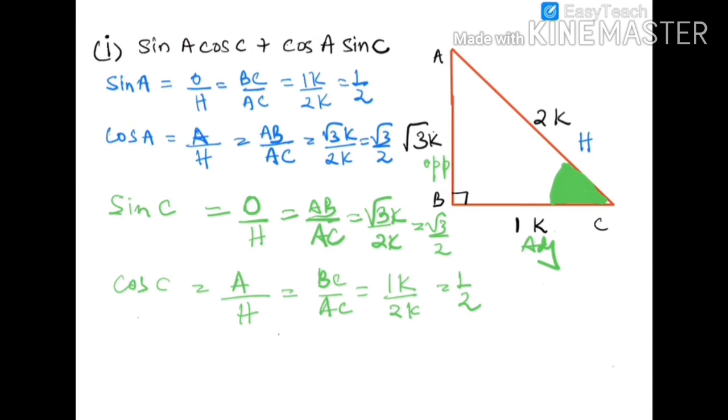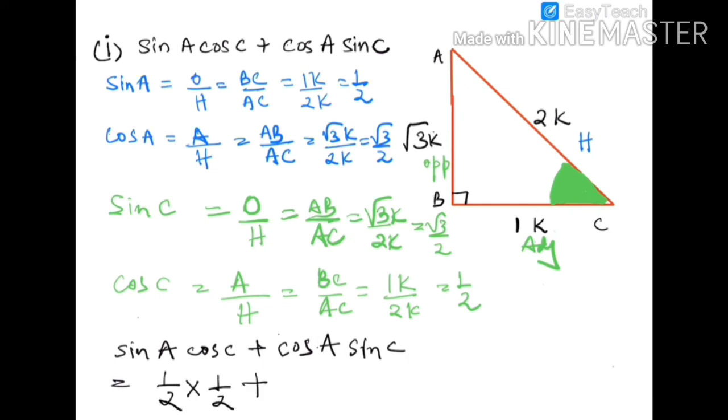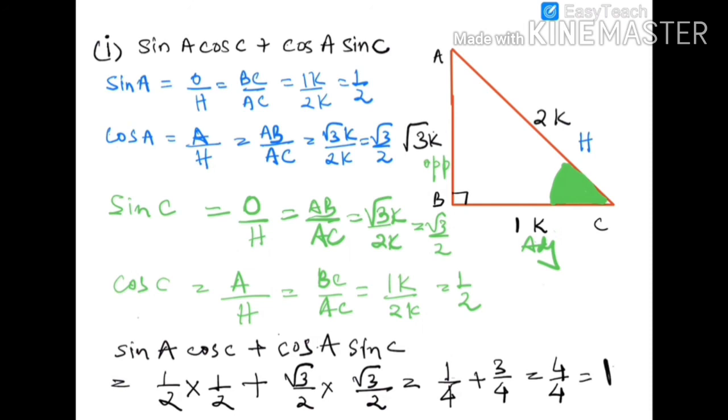So now we can substitute these values in the expression. So we have sine A into cos C plus cos A into sine C equal to half into half plus root 3 upon 2 into root 3 upon 2. So on simplifying, this is 1 upon 4 plus 3 upon 4, that is equal to 4 upon 4, and that is 1.